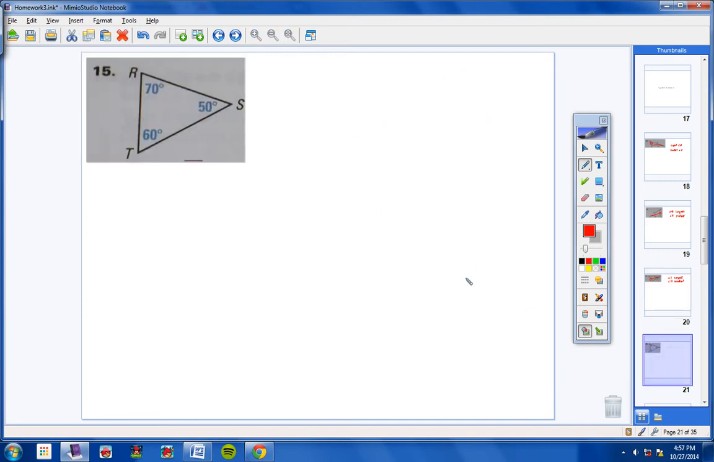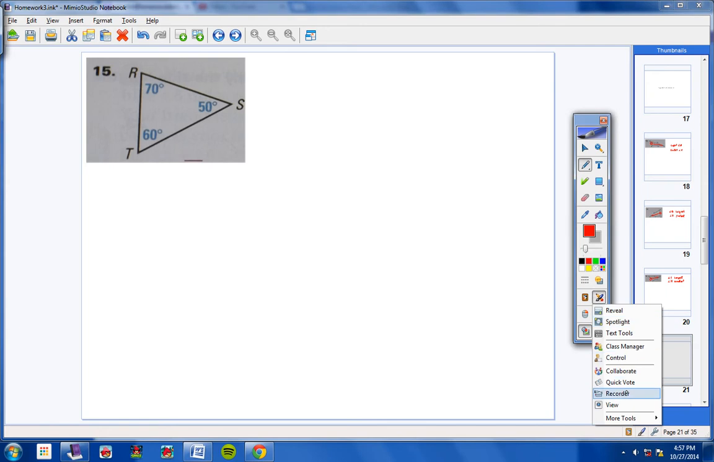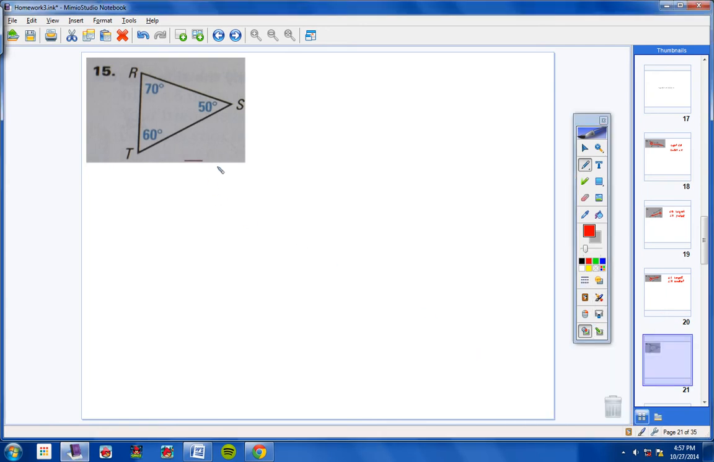All right, moving on to numbers 15 through 17, we're going to name the shortest and the longest sides of each triangle. Okay, students, so here we go. If we're going to find the longest side, then we must find the biggest angle. Well, out of the three angles, the biggest angle is 70. So go straight across, and there it is. Side TS is the longest side because it's across from the largest angle.